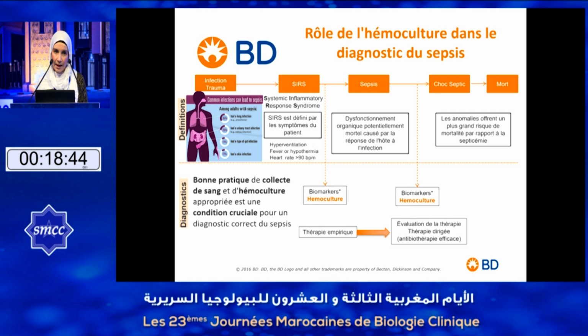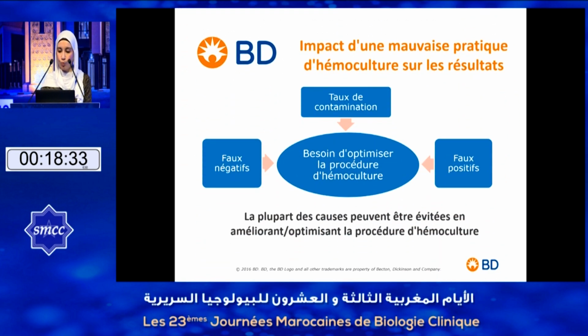Donc, afin d'avoir ces bons résultats, on doit faire une hémoculture de la bonne manière. Comment elle doit être faite et pourquoi elle doit être faite de bonne manière ? Parce que si on pratique mal notre hémoculture, on risque d'avoir des faux positifs, des faux négatifs et des taux de contamination. Ces trois causes peuvent induire le clinicien en erreur et l'orienter vers une fausse antibiothérapie.